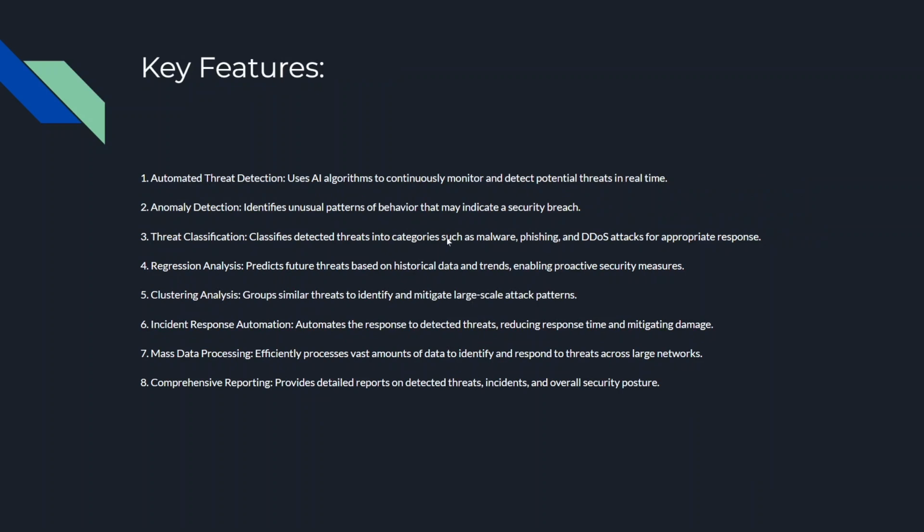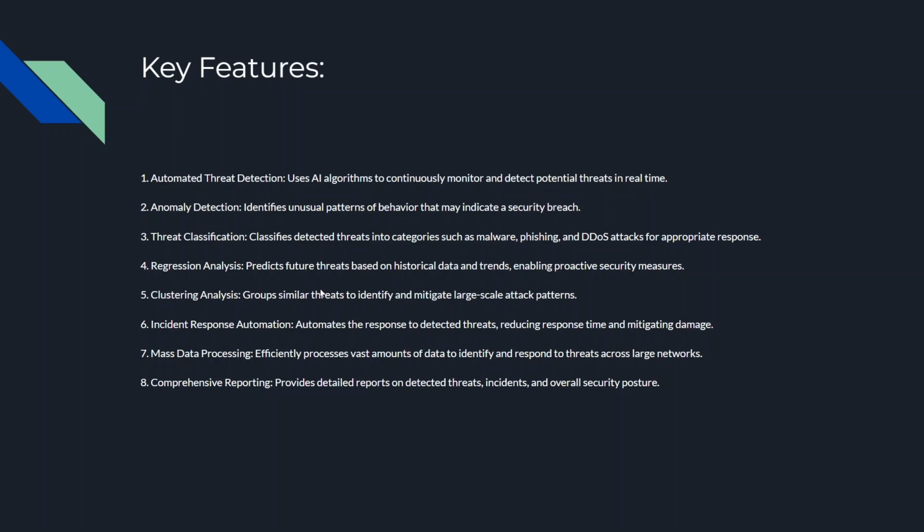So, what are the key features that we are going to build? First, automated threat detection using AI algorithms. As I said, we are going to use AI algorithms to continuously monitor and detect potential threats in real time. Second, anomaly detection, to identify unusual patterns of behavior that may indicate a security breach. Third is threat classification: classify the detected threats into categories such as malware, phishing, and DDoS, denial of service attacks, and attach the appropriate responses.